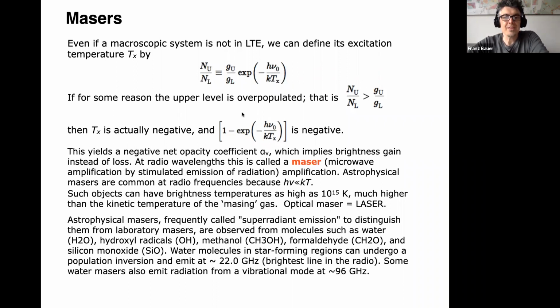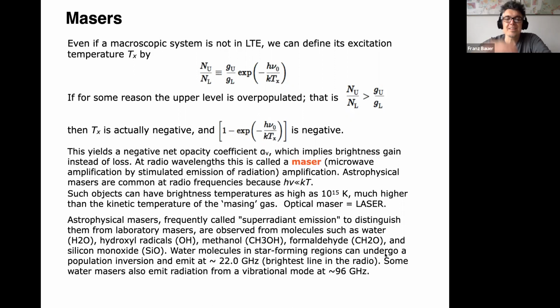And so there are certain situations which can lead to this inversion of temperature. Typically in terms of astrophysics, these are called super radiant emission sources, and this is to distinguish them from laboratory sources. The most common astrophysical masers are water, or hydroxyl, or methanol, or formaldehyde, or silicon monoxide. And so what happens here in water molecules, you can see them in star-forming regions.